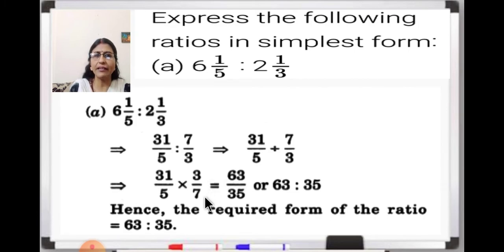And then you will just see whether you can reduce or not. We cannot reduce anything here. Here also we cannot reduce. So we will just multiply: 31 into 3 is 93, 5 sevens are 35. And then we will write 93 is to 35. Hence the required form of the ratio is equal to 93 is to 35.